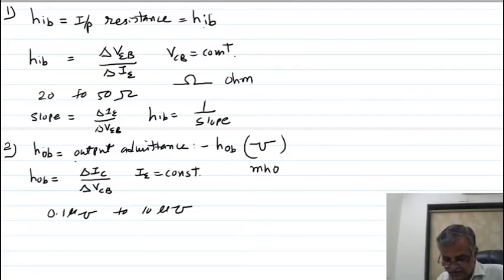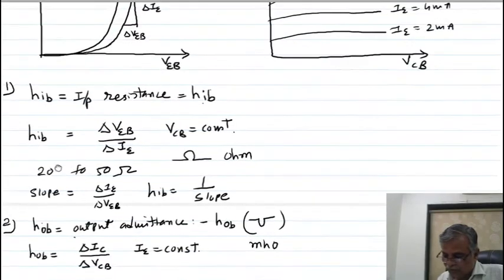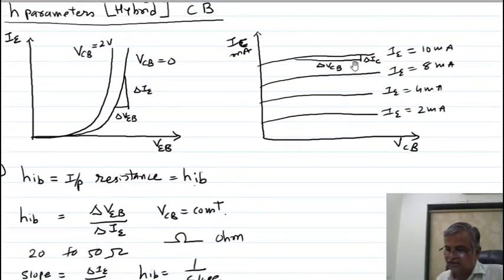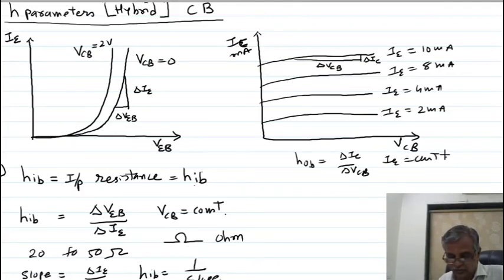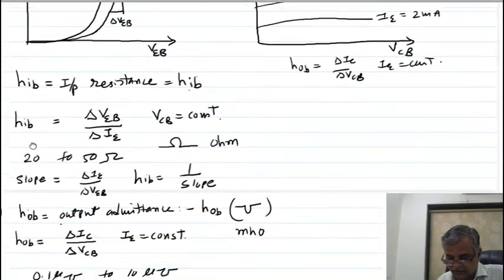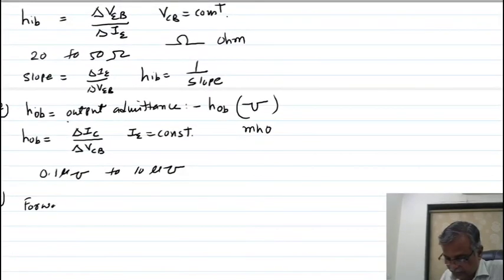You can find this output admittance from the output characteristics graph. So HOB is nothing but delta IC upon delta VCB, with IE constant. I think you understand this. Very simple. The third parameter is forward current gain.